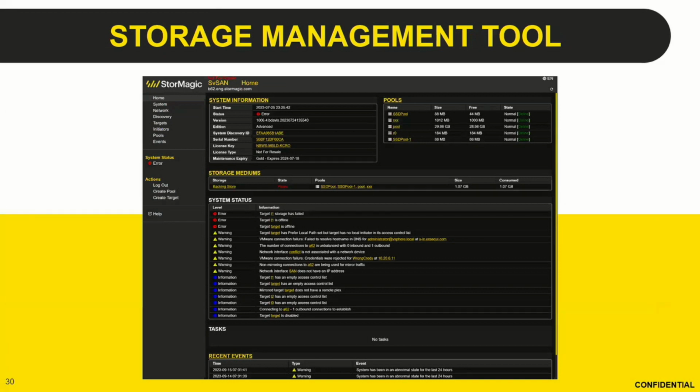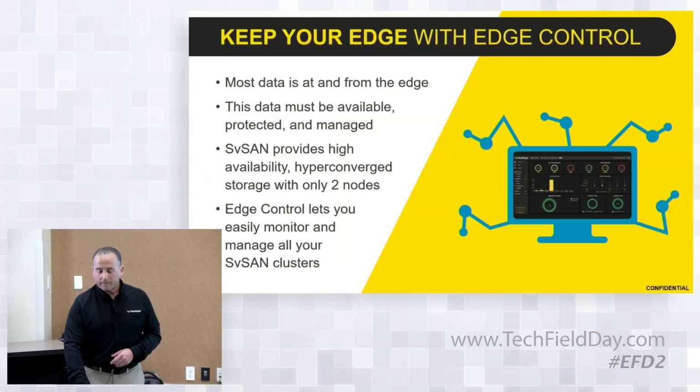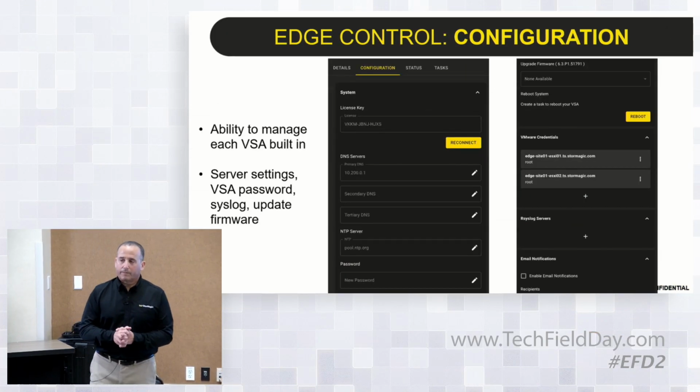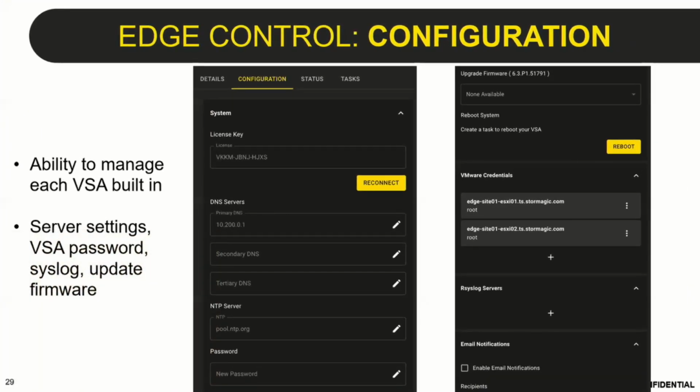Can it be templated? Sorry? Can you have a template, like these are my NTP servers, DNS servers, that can be applied to a new one? You can apply them to a mass. Yeah. And what's nice about the tool is that it's not just for ESXi. If you're running our virtual storage appliances on VMware, KVM, or Hyper-V, you'll see all of those in this environment.